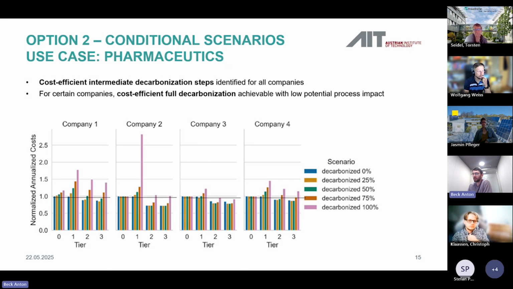And using this approach, we identified that if the pharmaceutical industry is willing to accept some risks for their processes, there's a pretty big potential to reduce their annualized costs, even for relatively high decarbonization rates, because historically the pharmaceutical industry has not paid that much attention to energy efficiency, but product margins were large enough to neglect this aspect.